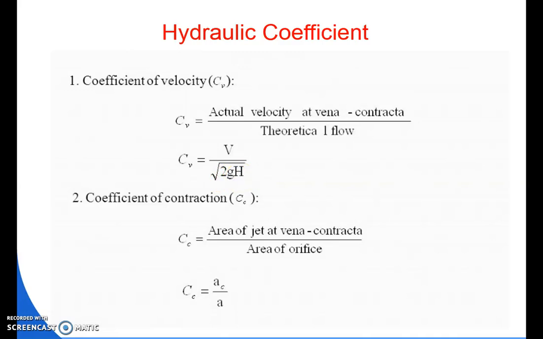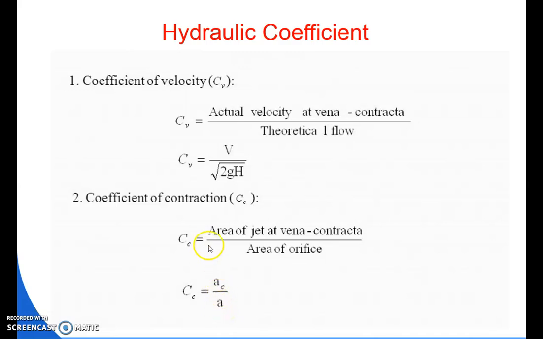Let's consider the coefficient of contraction. It is the ratio between the area of the jet of water at the vena contracta section and the area of the orifice through which water is flowing. If the area at the vena contracta is Ac and the area of the orifice is A, then mathematically Cc is equal to Ac by A.